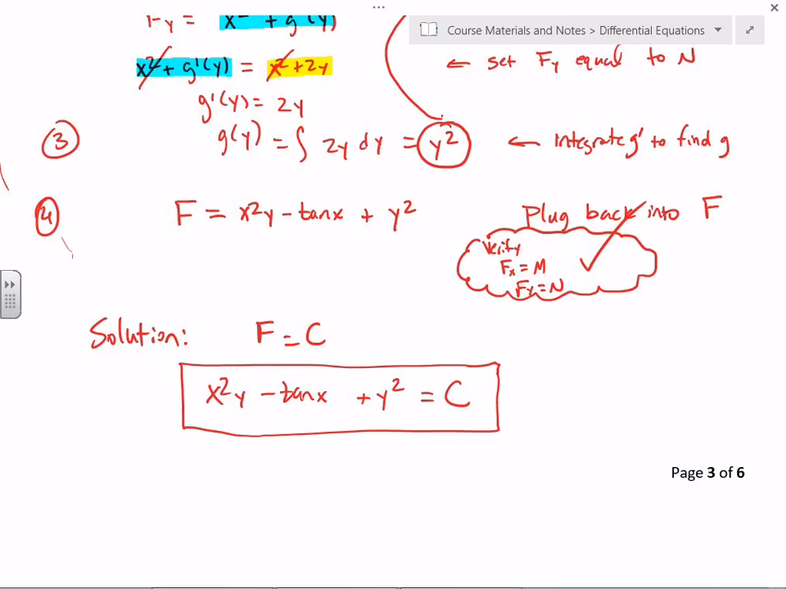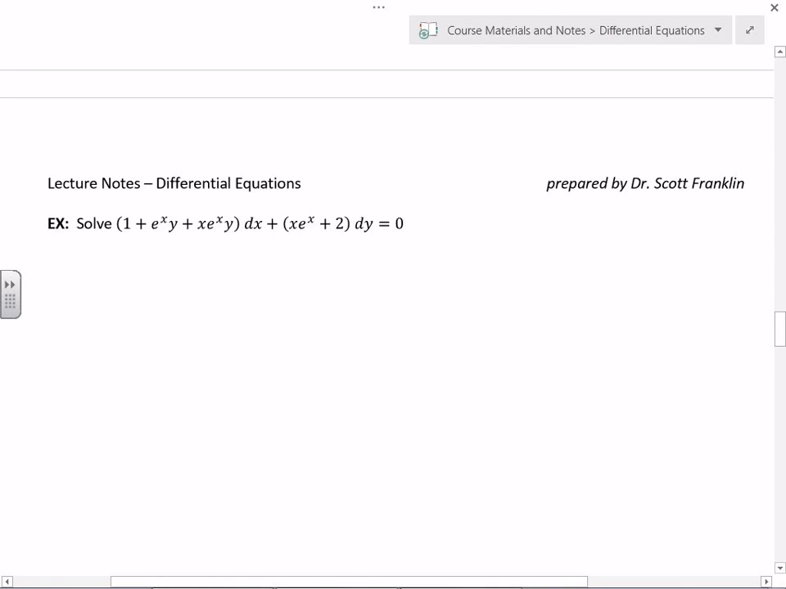Okay, so there's quite a few steps you've got to wrap your brain around. Step 0, you check if it's exact. If it is, then you start dissecting the exact parts, the m, the n, to get to the f. You start with m, integrate with respect to x, then take the partial of that with respect to y, set equal to n, and then you'll find your g prime of y, integrate that to find your g, plug that g back into the f, and you're done. All right. Do another one.